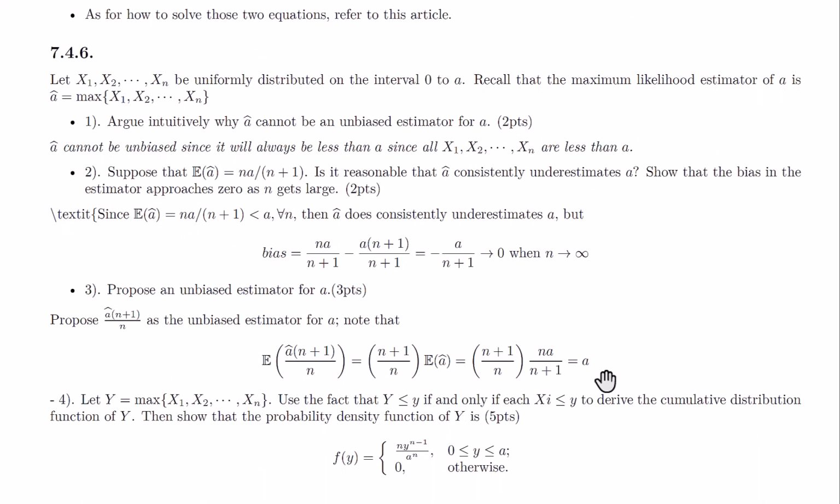For 7.46, this question is a continued version of what? The uniform distribution over the interval 0 to a. Recall the MLE of a, we did it in the example, is the max of x1, x2, through xn. So first we need to argue intuitively why this a hat, this MLE estimator, cannot be an unbiased estimator for a.